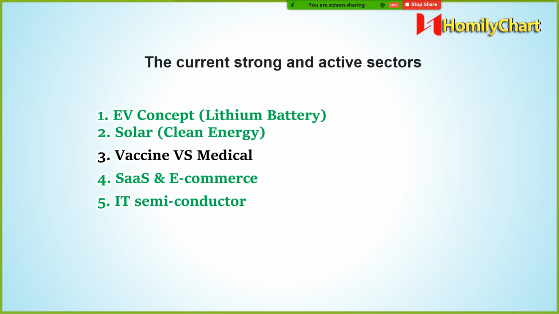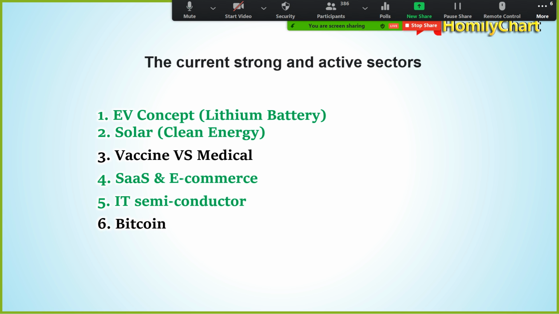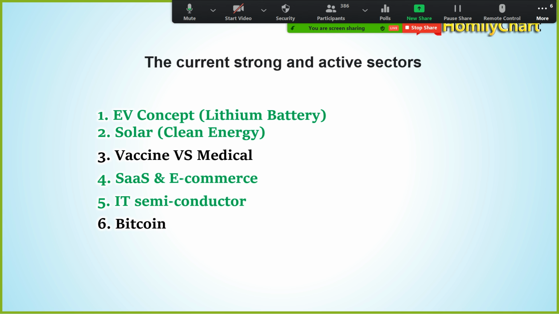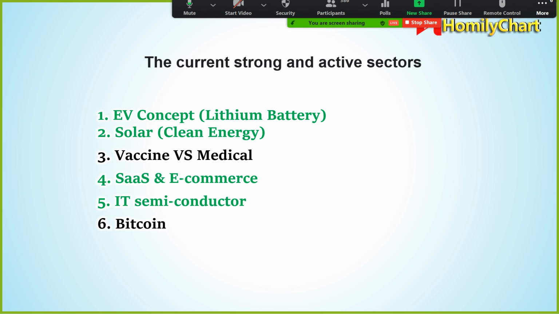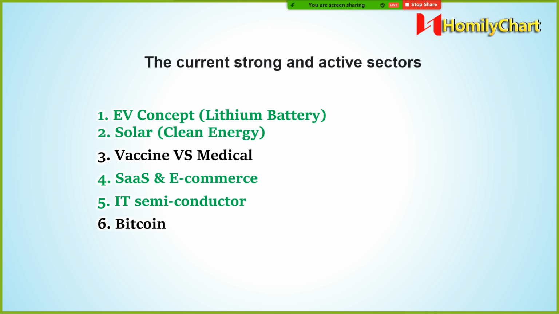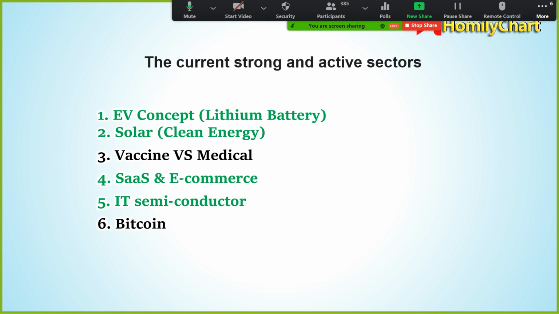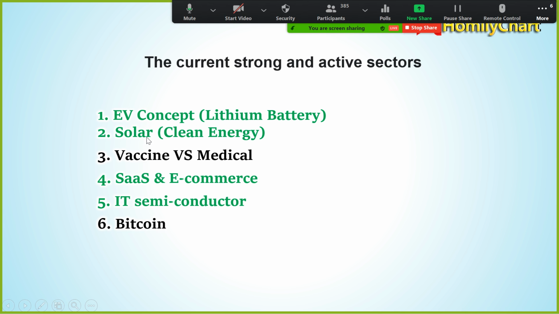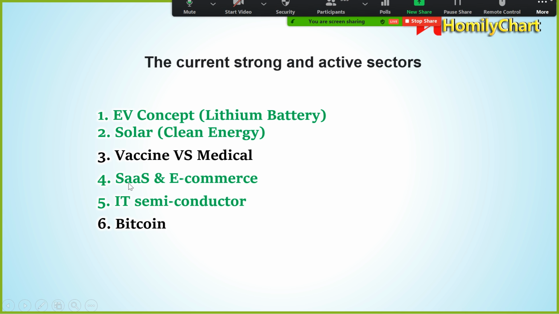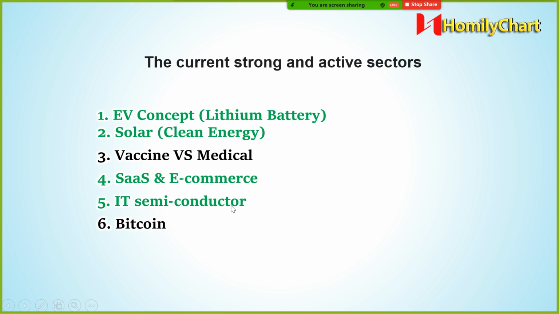Then the semiconductor this year is also very strong, like TSM, right? And Bitcoin also follows the Bitcoin price, right? In the recent 2 weeks, Bitcoin all the way rose up. So if you buy some shares related to Bitcoin, like MARA, like Riot Blockchain, then it's the same. But you see, I use a green color for the EV concept, solar, SaaS, e-commerce, and semiconductor.